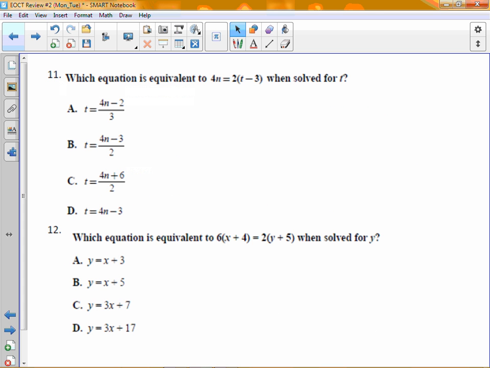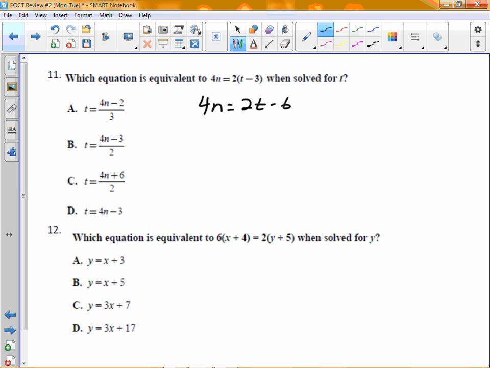Okay, 11. It says which equation is equivalent to 4n equals 2t minus 6 when solved for t. So if I want to solve for t, that means you want to end up with t by itself. Again, guys, on 10 marks, these are called literal equations. And there's 10 of them right there. Really and truly, I think on 10 marks, if you keep working, it'll let you keep working until you kind of get tired of it.